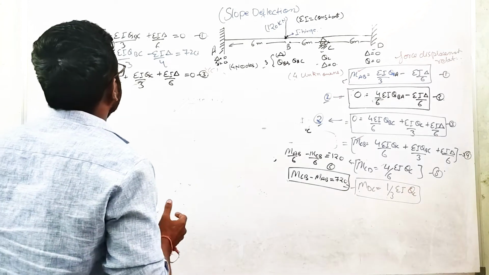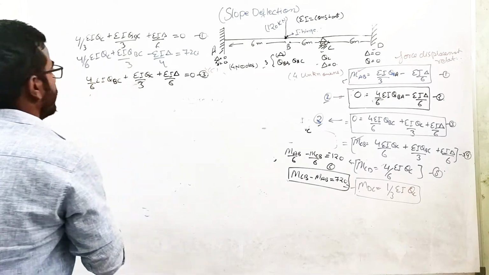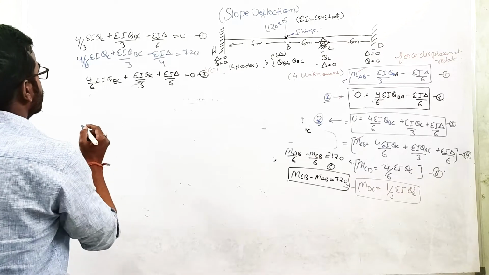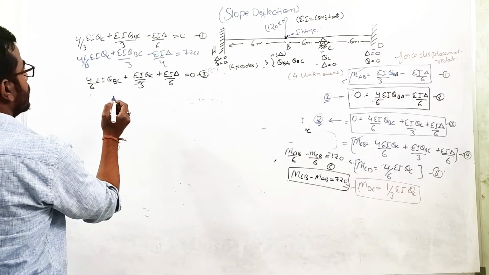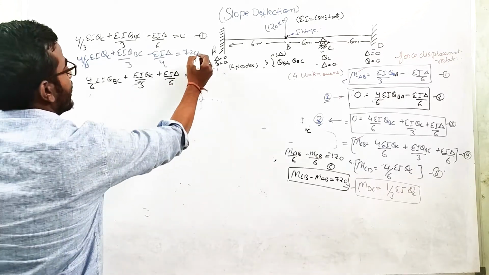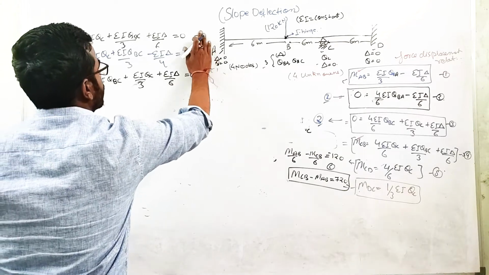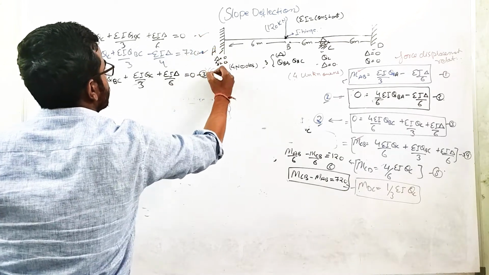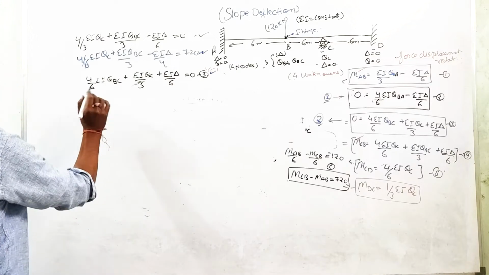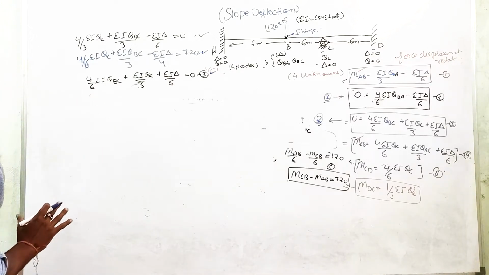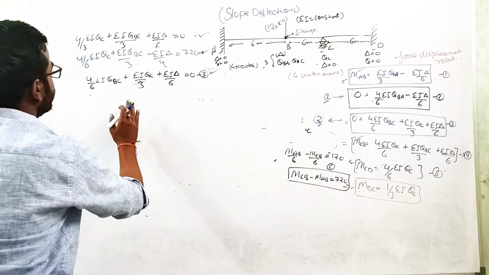So theta BA equals delta by 4. Okay, now we are having these three equations, this equation and this equation. You can see that we are having three unknowns in three equations. So now we need to solve these equations.